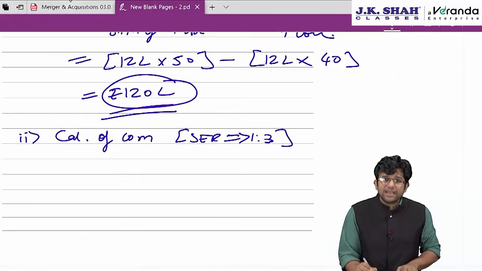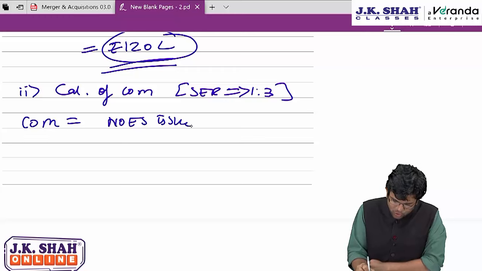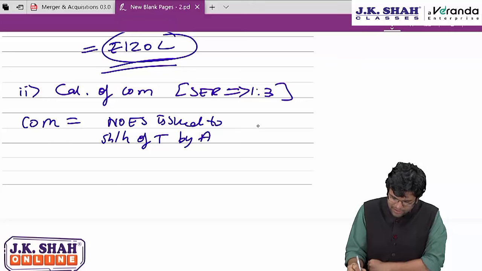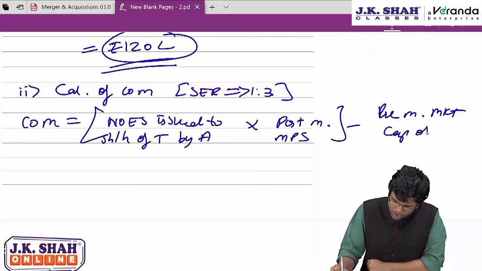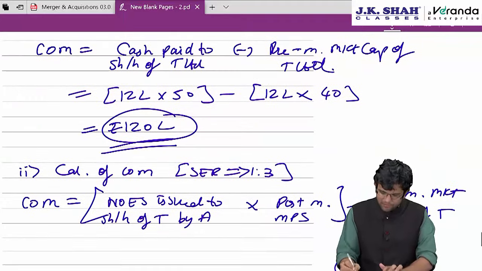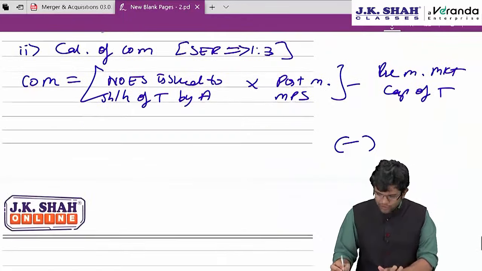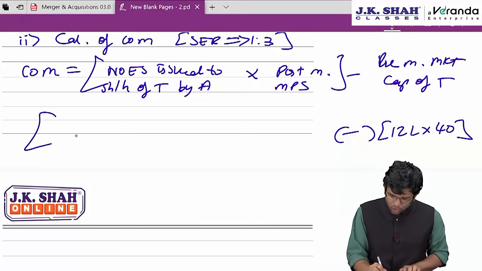Tell me, students, in this case, what is the formula of COM? Please pay attention. Cost of merger, you know it, right? It is number of equity shares issued to shareholders of Target Limited, obviously by acquiring Limited, into the post-merger market price per share, the whole minus pre-merger market cap of Target Limited. Everybody following? We all know that the pre-merger market cap of Target Limited is nothing but 12 lakh into 40. I'll write down here 12 lakh into 40. Now the only thing we need to know is this bracket.